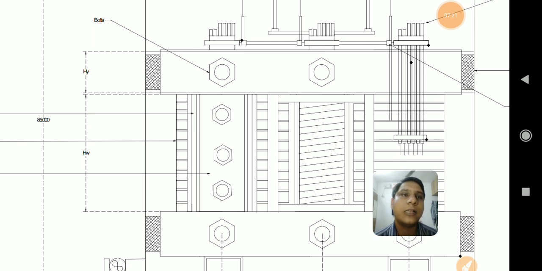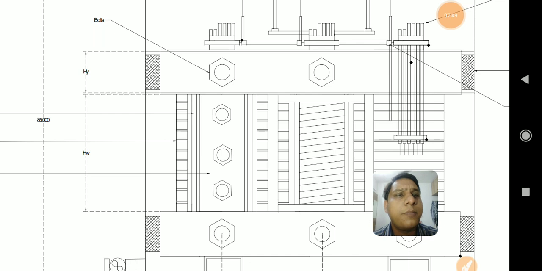And on the other hand, as I rightly said just now, the tapping is always provided on the HV winding. So if you are providing the tappings on the HV winding, it is better to have this winding outside so that the tapping connections can be made, and in case any fault occurs, it is easy to maintain. So that is how the HV winding is placed away from the core.